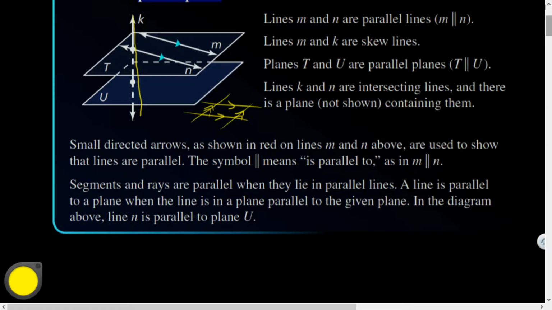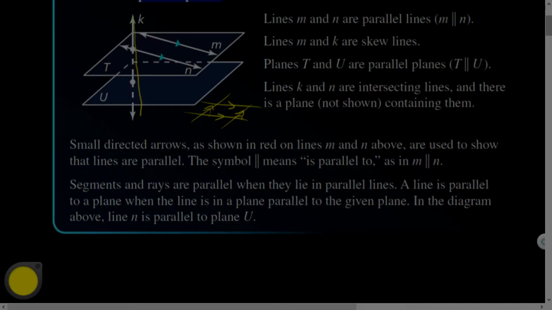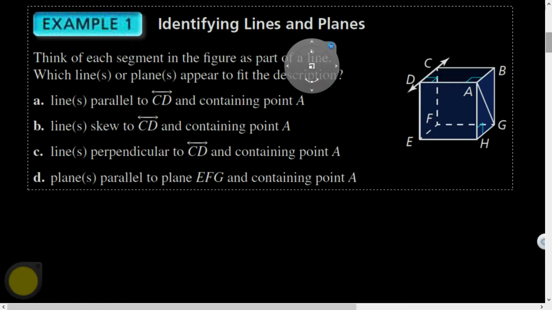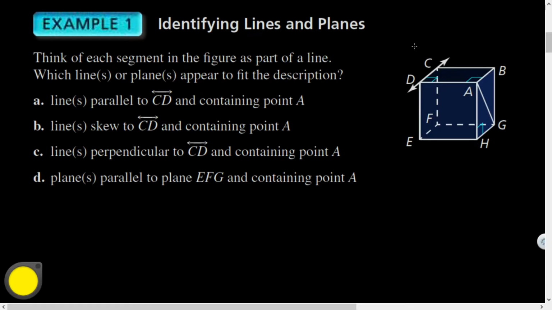So let's see. Super easy. We're just naming things today. It's an easy day. All right, example uno. Lines parallel to CD and containing point A. Here's CD. How many lines do that? Which lines contain point A? I think it's just BA or AB. And these are lines, so I'll have to indicate those with the line symbol. This one's parallel, but it does not contain point A. AG is not parallel. It would be skew.